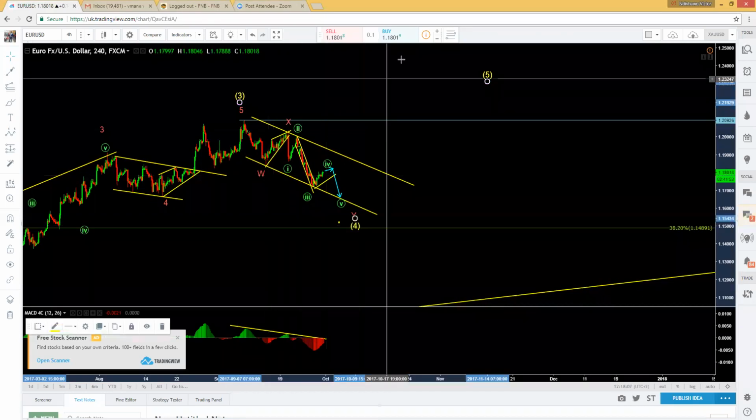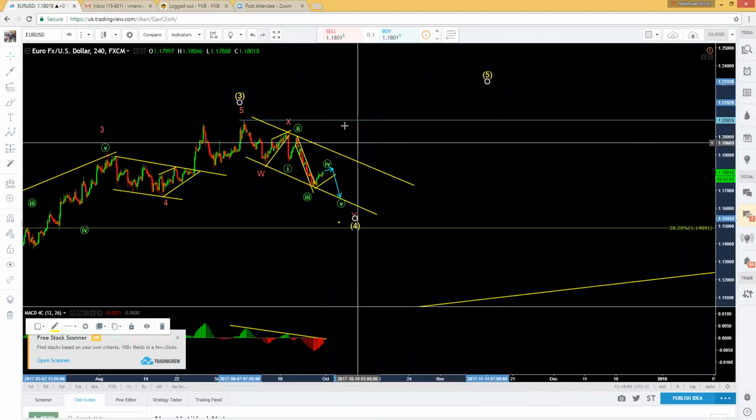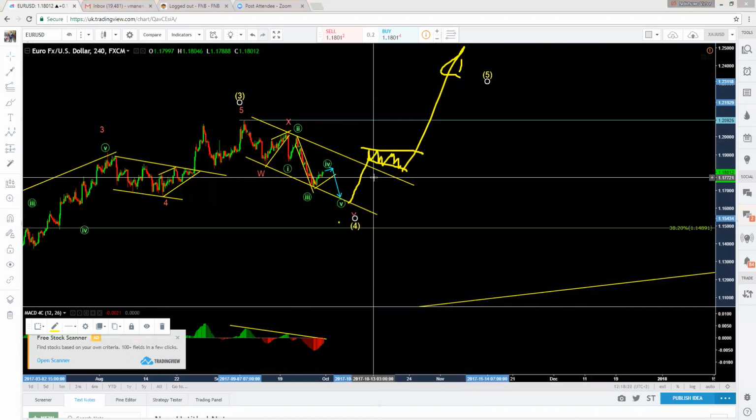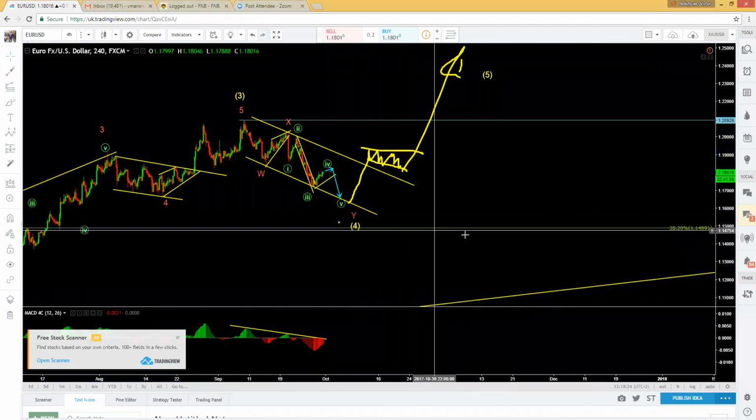So rather wait until you are out of the channel. When you are out of the channel, this is what you're going to get. You're going to get some sort of a flag here that will confirm to you that you are ready to go. And then we go for that wave 5, which is the final move that we're looking for on Euro US dollar. So back to this 38 level here.